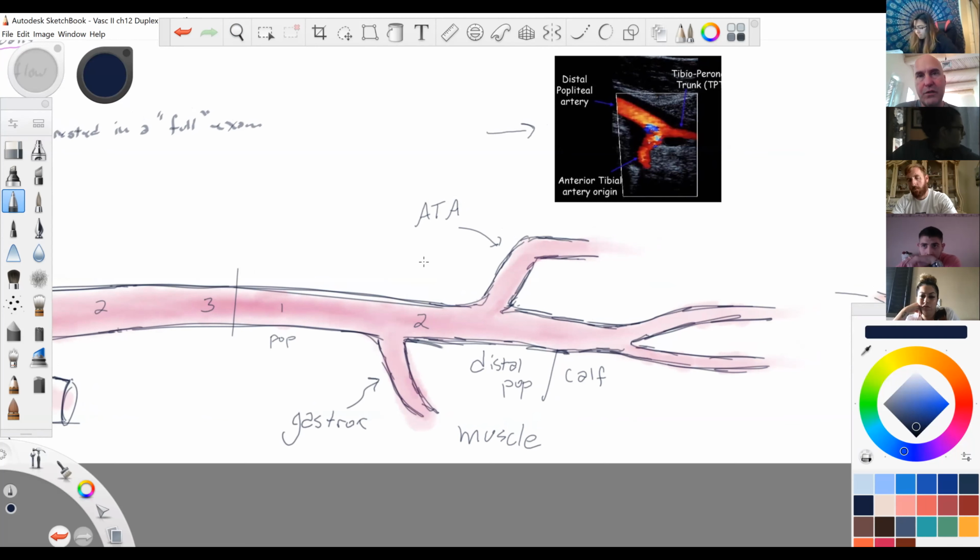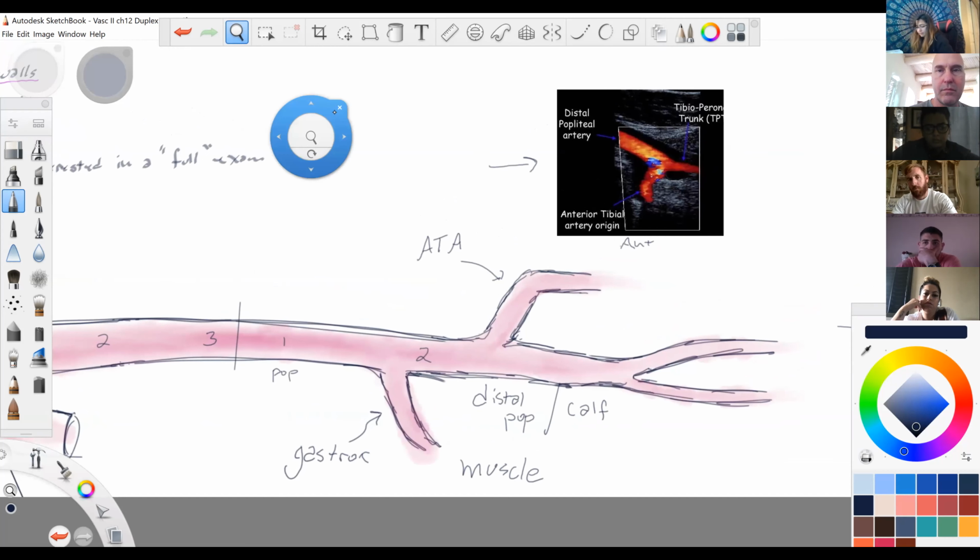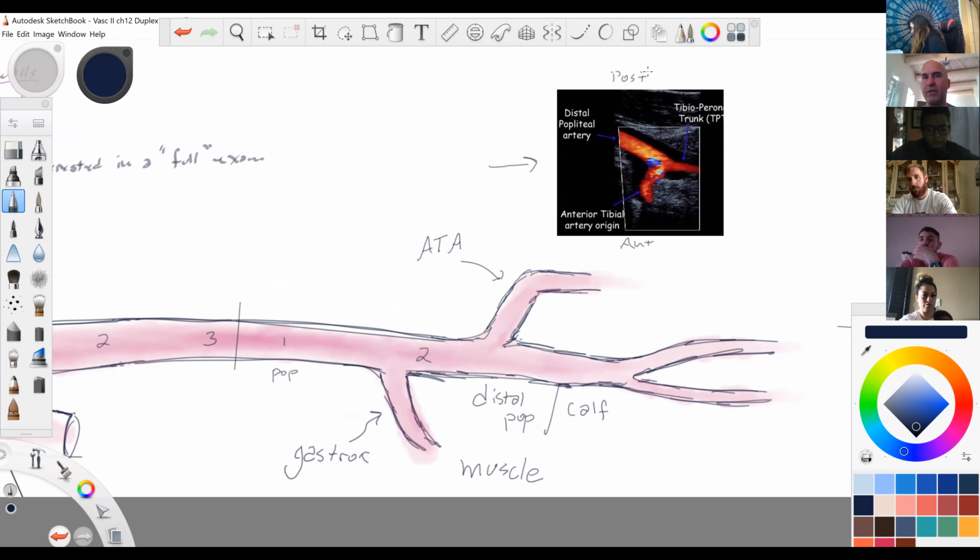When you have your transducer behind the knee, this is anterior. This is posterior. Opposite of what we're normally accustomed to. So when you have a vessel going straight down on your screen, that's going straight up on the leg. It's going anterior. That would be the ATA.